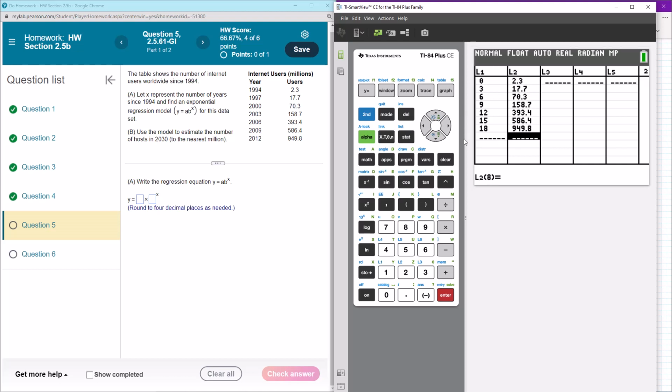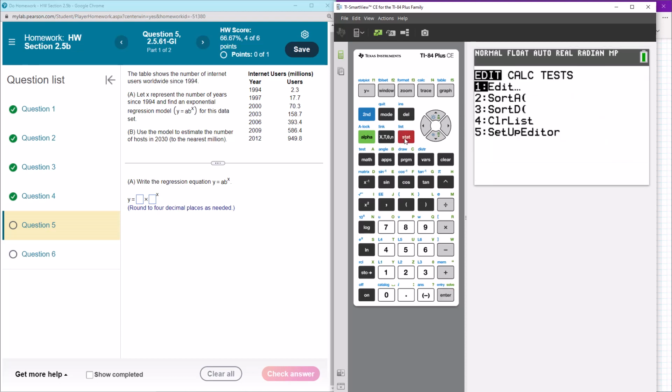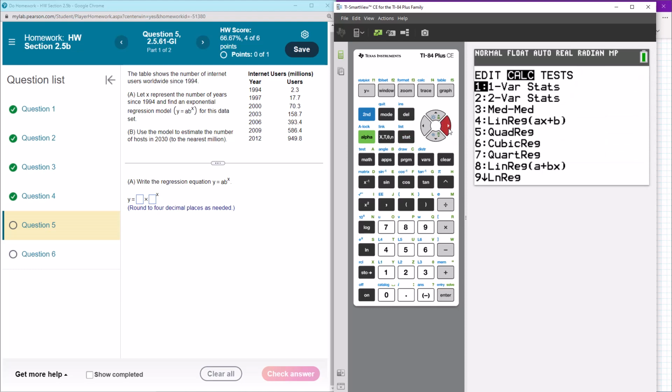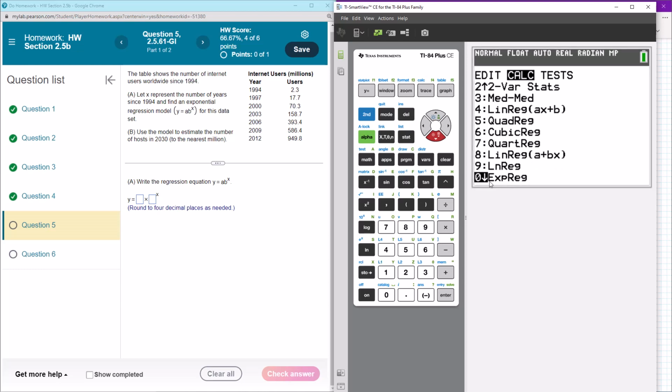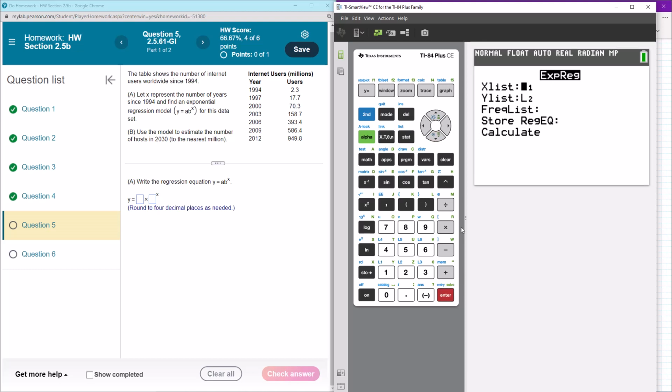Okay, now that we've done all this, we're going to hit Stat again. Now we're going to go to Calc. Now remember, we are trying to do an exponential regression. And there is something that says that in here somewhere. It is right there, ExpReg, that stands for exponential regression. So once we highlight that, we just hit enter. Now our X values are in L1, our Y values are in L2. That's what we want. So we can come down here and hit calculate. All right? And then these are our numbers.